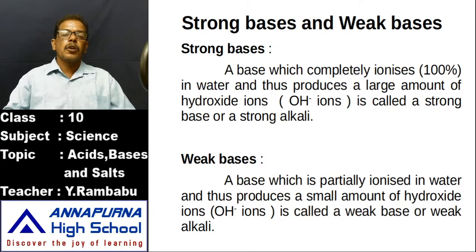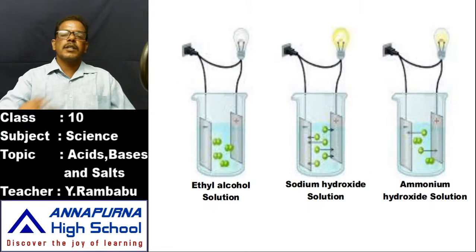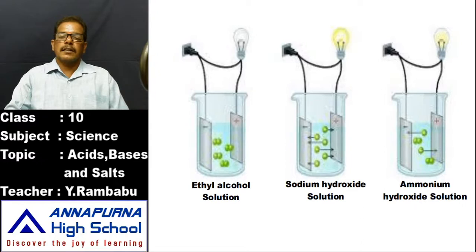That's why the bulb glows with very high intensity, brightly. Next, what is happening in the third case? Let us observe in the third diagram. Which solution is it? Ammonium hydroxide solution. In this ammonium hydroxide solution, for example, if 3 molecules are there, only one is split into NH4+ ions and OH- ions. Out of 3, only one is split. That means if 30 are there, all the 30 are not split. If 300, all the 300 are not split. That means its ionization extent is less than 100%.